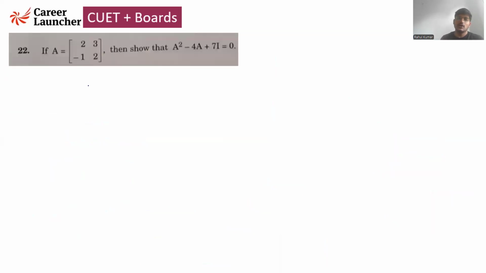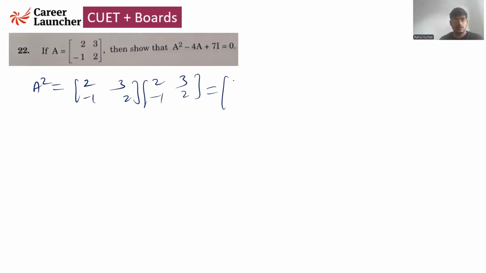Now the next problem is you need to show that this is equal to 0. Obviously, you can show this thing. You just need to find the square matrix A squared, which is [2, 3; minus 1, 2] times [2, 3; minus 1, 2]. It will be 4 minus 3, 6 plus 6, minus 2 minus 2, and minus 3 plus 4. And you will get [1, 12; minus 4, 1].